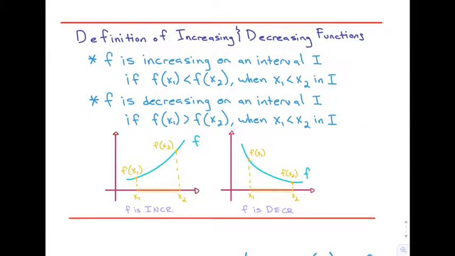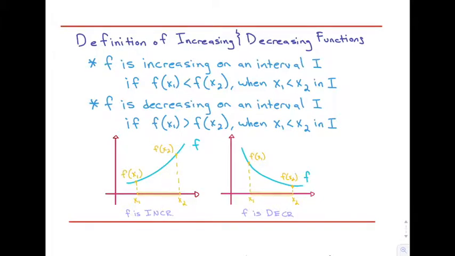So formally, f is increasing on an interval I if f of x1 is less than f of x2 when x1 is less than x2 in I. So just to get a sense of what that means, take a look at this graph, the first one on the left here. If we compare y values of subsequent x values, we can see that f of x2 is definitely bigger than f of x1. So that's what we mean by increasing.